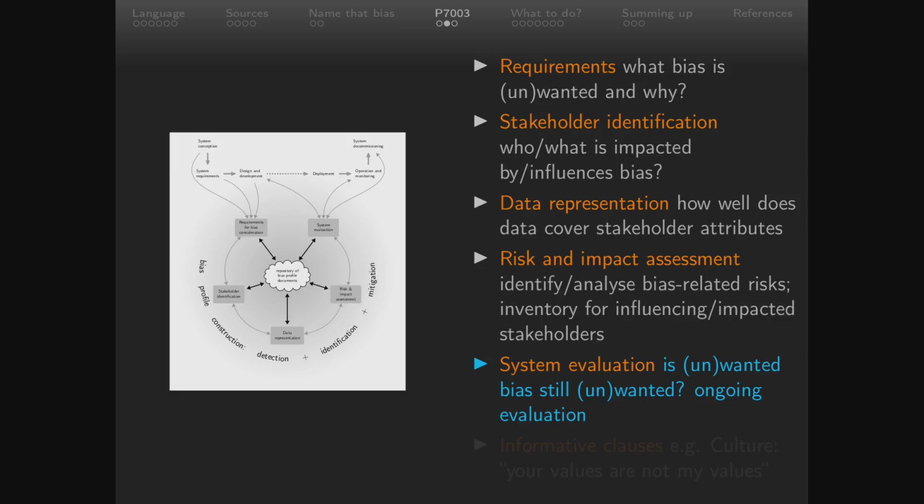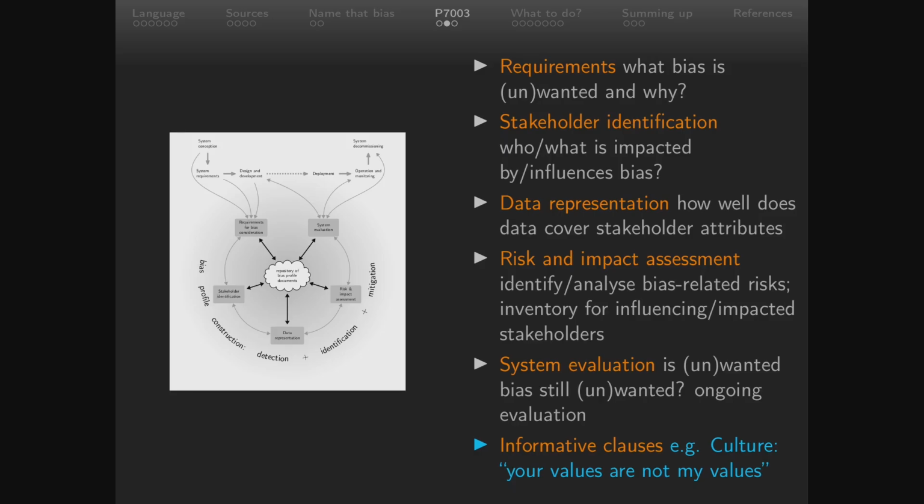And then 1, 2, 3, 4, 5. Fifthly, lastly, but potentially most importantly, is the evaluation of the system. Is the wanted bias still wanted? Is the unwanted bias still unwanted? Which brings us back to the drift question that we mentioned earlier, which we'll get to on a later slide. So we need ongoing evaluation about whether the system is still performing on a trajectory that aligns with the intended business case without risk to the various stakeholders.